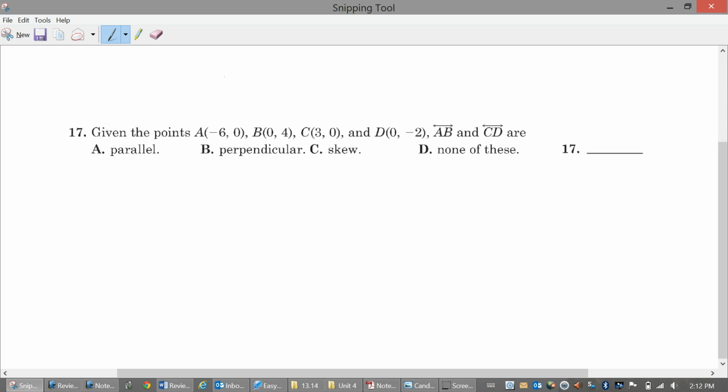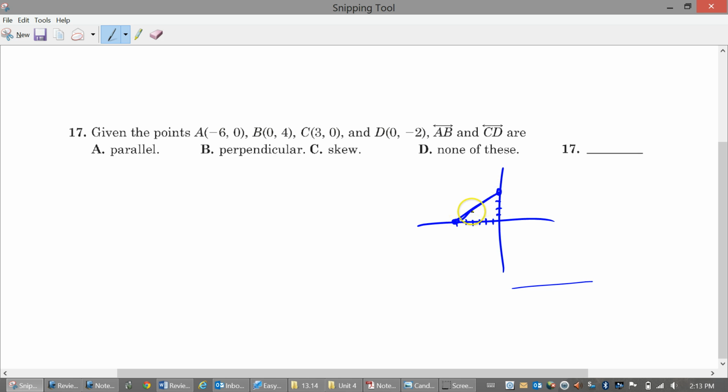Okay, number 17. Given the points, line AB and line CD, what are they? Are they parallel, perpendicular, skew, or none of these? Well, in order to determine whether it's any of those, we have to match their slopes up. Because we know that parallel lines have the same slope, and we know that perpendicular lines have slopes that are opposite reciprocals. So we need to first find the slopes of those lines, and then compare those two slopes. So if you graphed it, just to give you a visual for it to make sense.